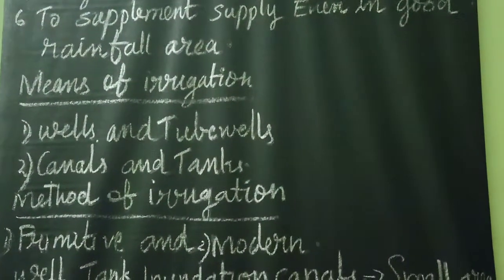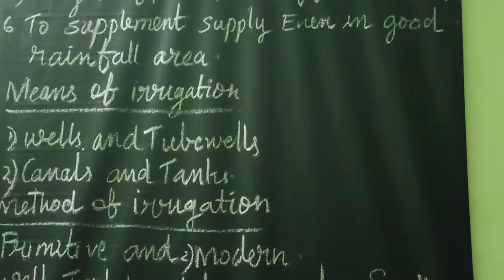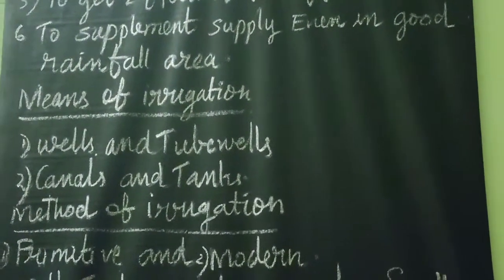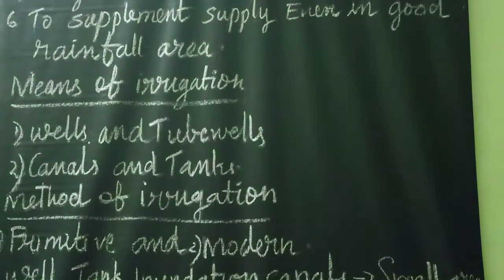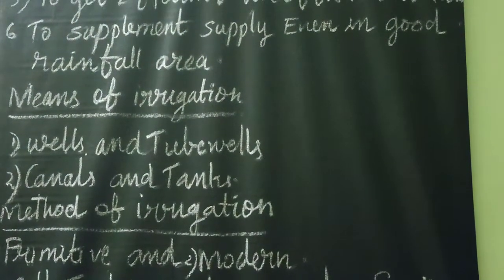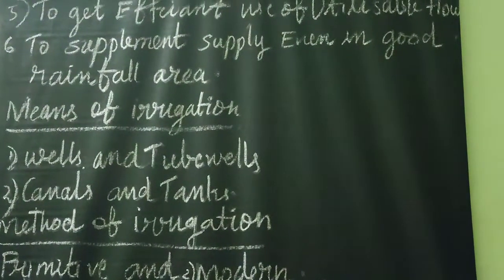Primitive methods of irrigation: wells, tanks and inundation canals use only primitive methods, and they can be used to irrigate only small areas. They don't need any modern machines to build or operate.